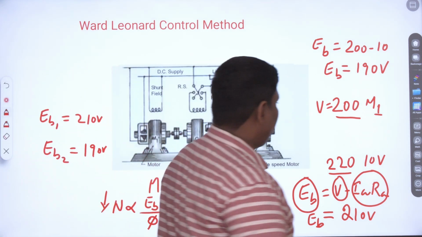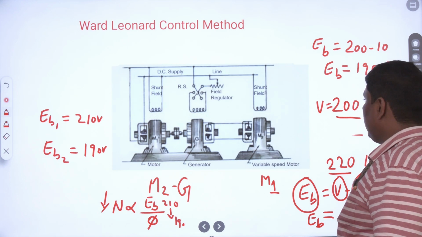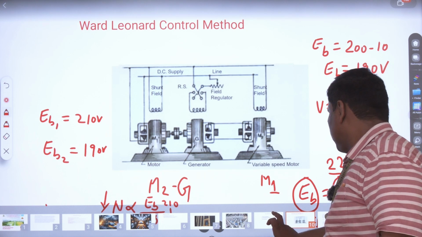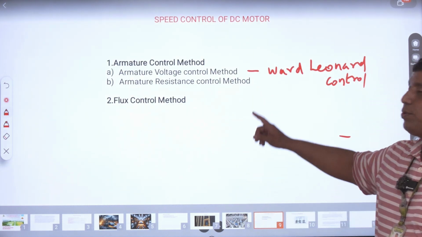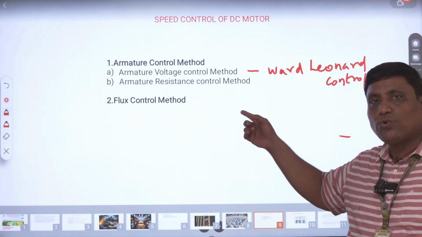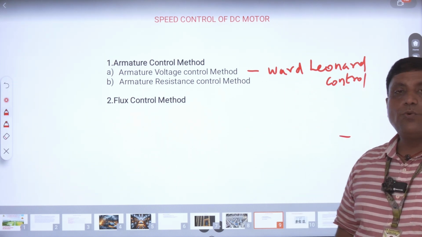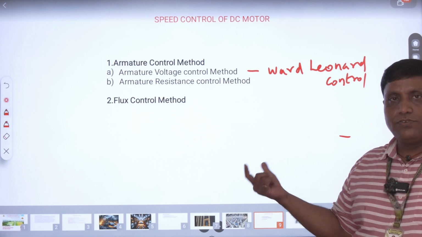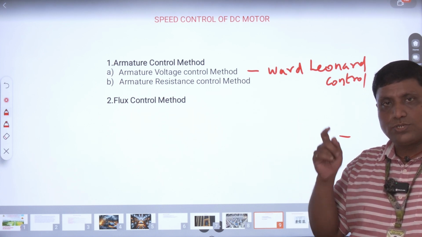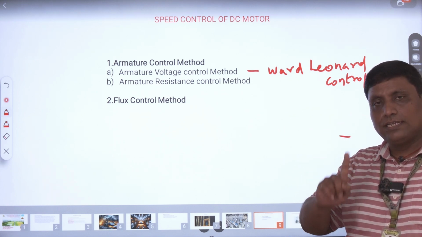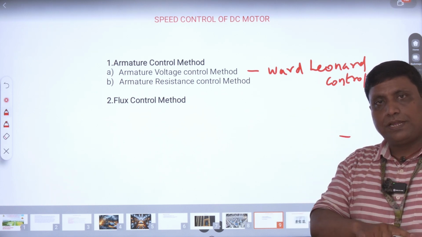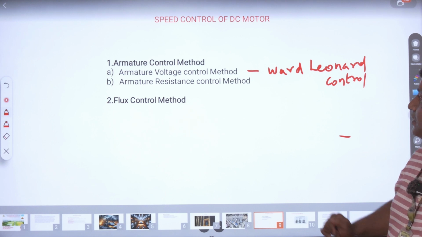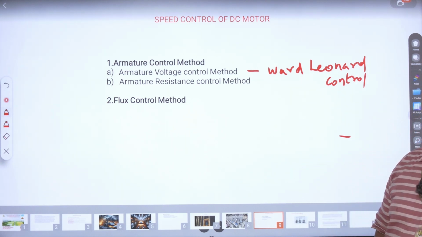But anyway, we will discuss the flux control method separately, right? So now you know very well the armature voltage control method. In the armature voltage control method, using the Ward-Leonard setup, I explained, right? I think you understand the concept. When the EB value is decreased, the speed is also decreased. When the EB value is increased, the speed is also increased, because speed and back EMF are directly proportional. Clear? Next, the armature resistance control method.